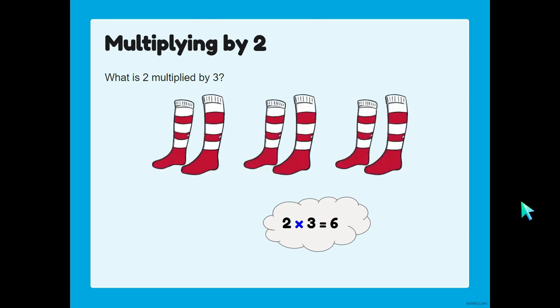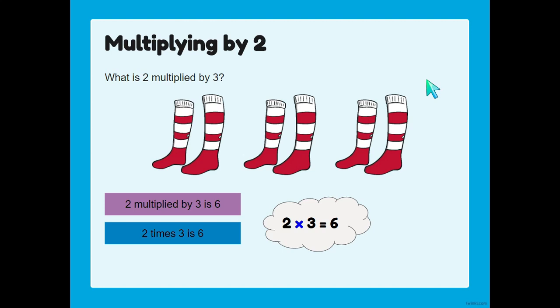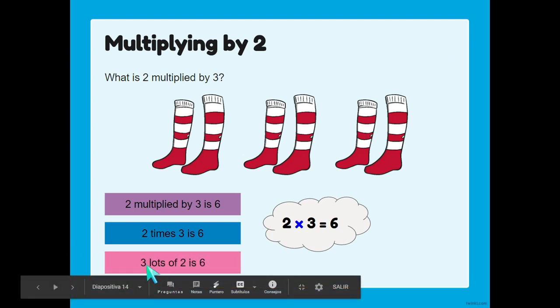So what is 2 multiplied by 3? This means that we have 3 groups of 2 elements. In this case, pairs of socks. 2 multiplied by 3 is 6. Is the same as 2 times 3 is 6, or 3 lots or 3 groups of 2 is 6. And here we have the numeric representation of these expressions.